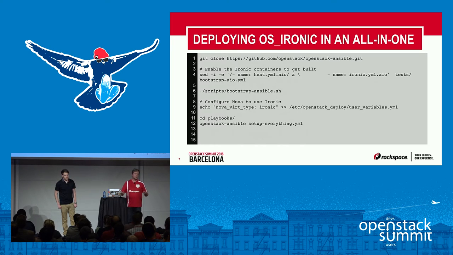We then configure Nova by simply adding that one line there, saying that the Nova virt type is Ironic. And what that will do is tell Nova not to set up KVM or some other hypervisor, but to use Ironic instead. So you add that into user variables. And after you do that, it simply is as easy as telling OpenStack Ansible, go away and set up everything. And you come back a little bit later, and you've got a whole OpenStack deployment ready to go.